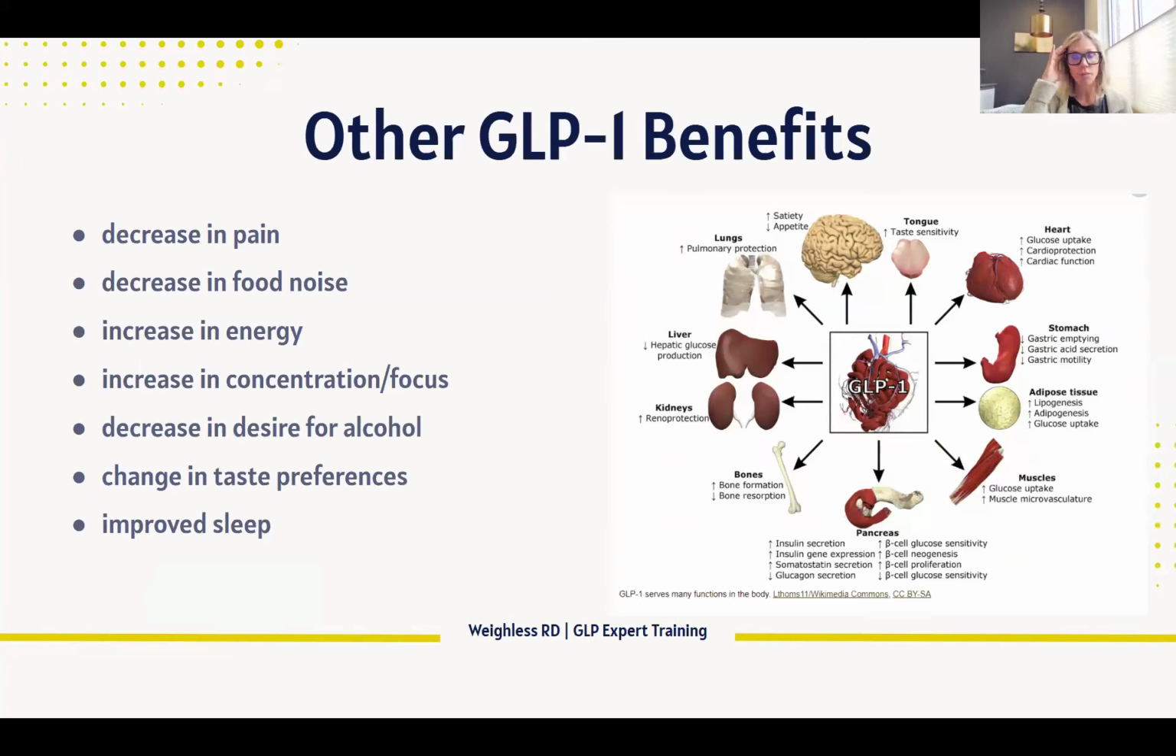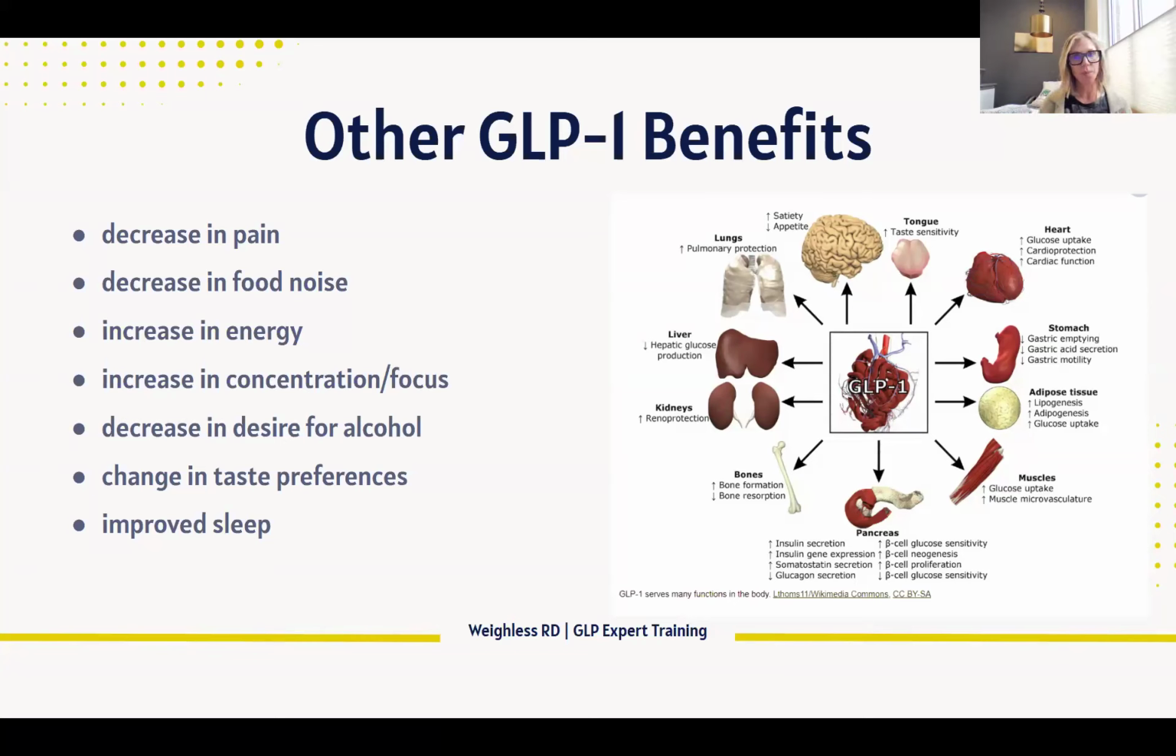GLP-1s have many, many benefits. Again, I know I'm reiterating a lot of things that we talk about often, but it is important to understand that these GLP injections, semaglutide and tirzepatide, are designed to signal to many receptors throughout the body. And when the receptors are signaled, there are multiple benefits. You can spend a lot of time just on this slide and look at each area of the body and how it's affected by the signaling of GLPs.